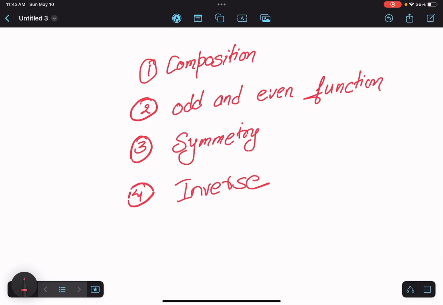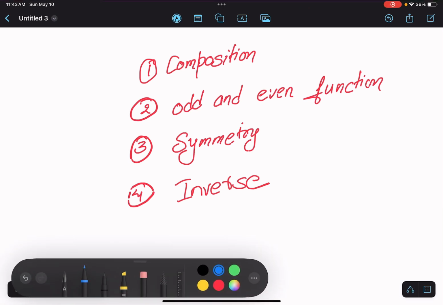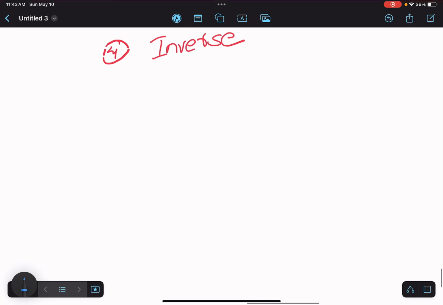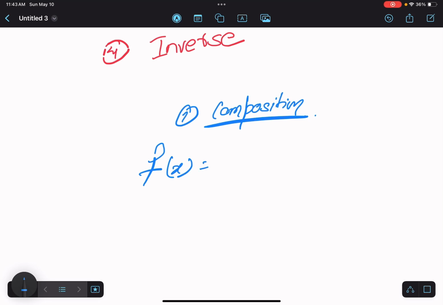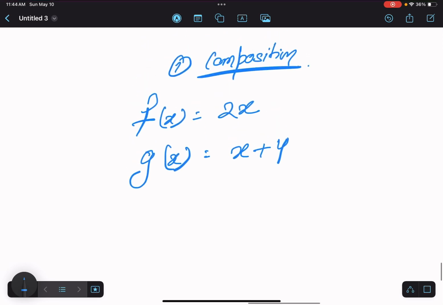So first we'll go to the composition. Before going to the composition, you need to have a basic understanding of what composition is. Composition means combining two functions. Suppose I have f(x) equals 2x and g(x) equals x plus 4, how do I write by combining these two functions? Adding these two, dividing, subtracting, whatever we do, that comes into compositions.